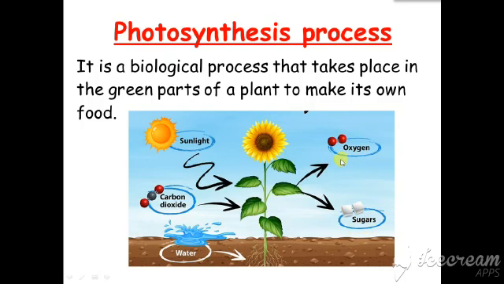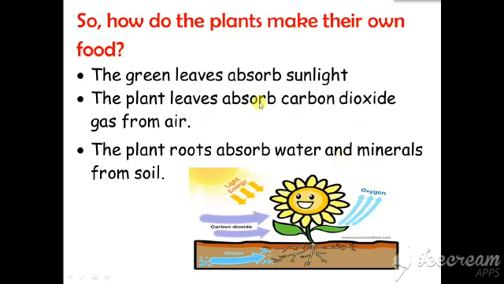So how do the plants make their own food? The green leaves absorb the sunlight. The plant leaves absorb the carbon dioxide gas from the air, and the plant roots absorb the water and some minerals from the soil to make its own food and release the oxygen gas. So focus. In the photosynthesis process, the carbon dioxide gas is used and the oxygen gas is produced.